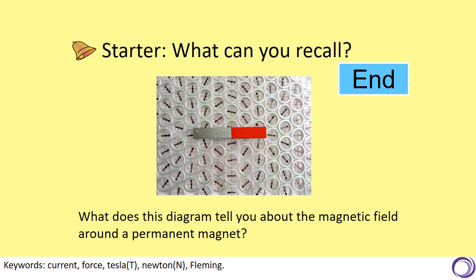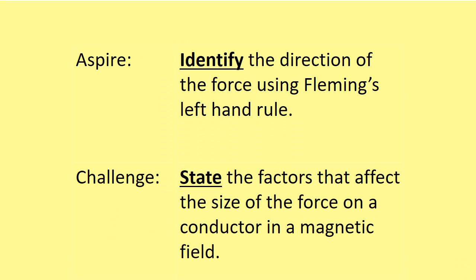Let's move on then. So the first outcome is we simply need to state the factors, state the things that are going to affect the size of the force that we have on a conductor. So if we have a conductor, something conducting electricity that's in a magnetic field, it'll have a force on it. So that's what we're going to explore.